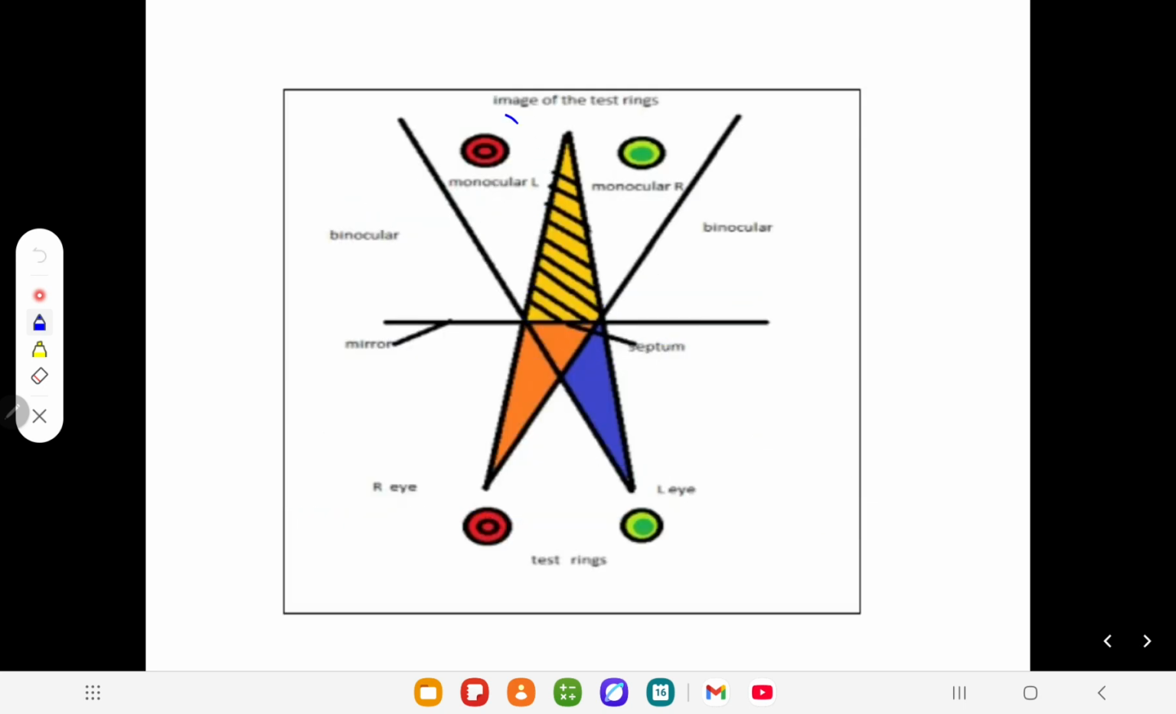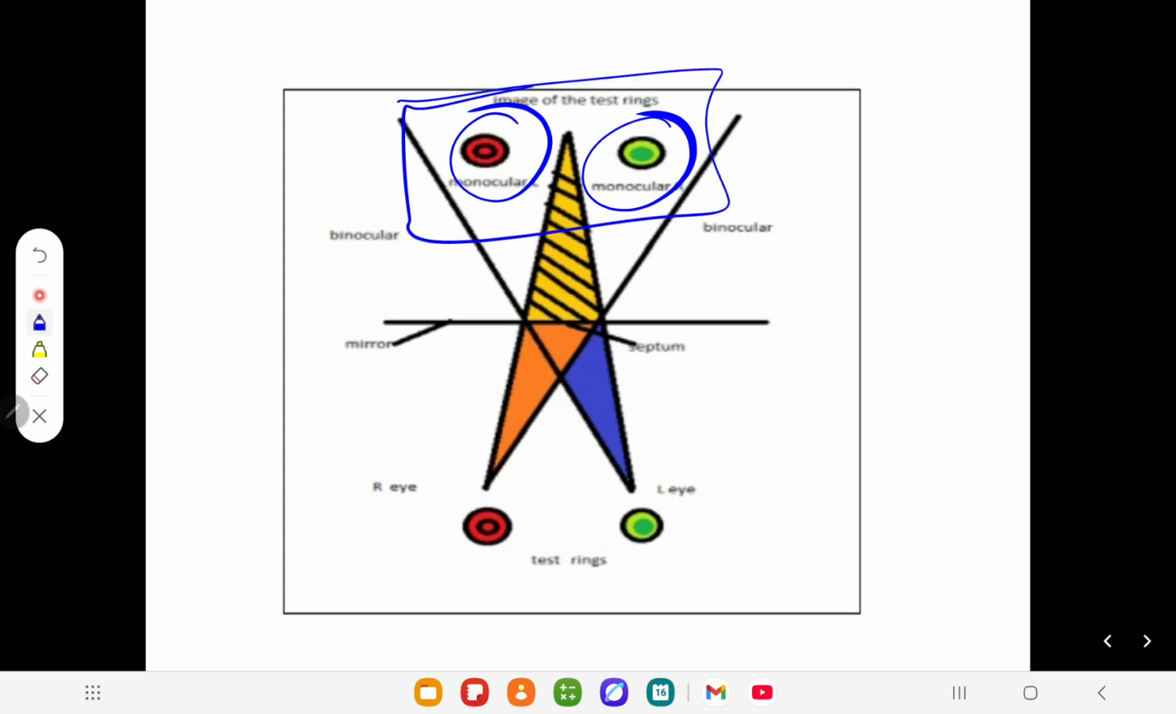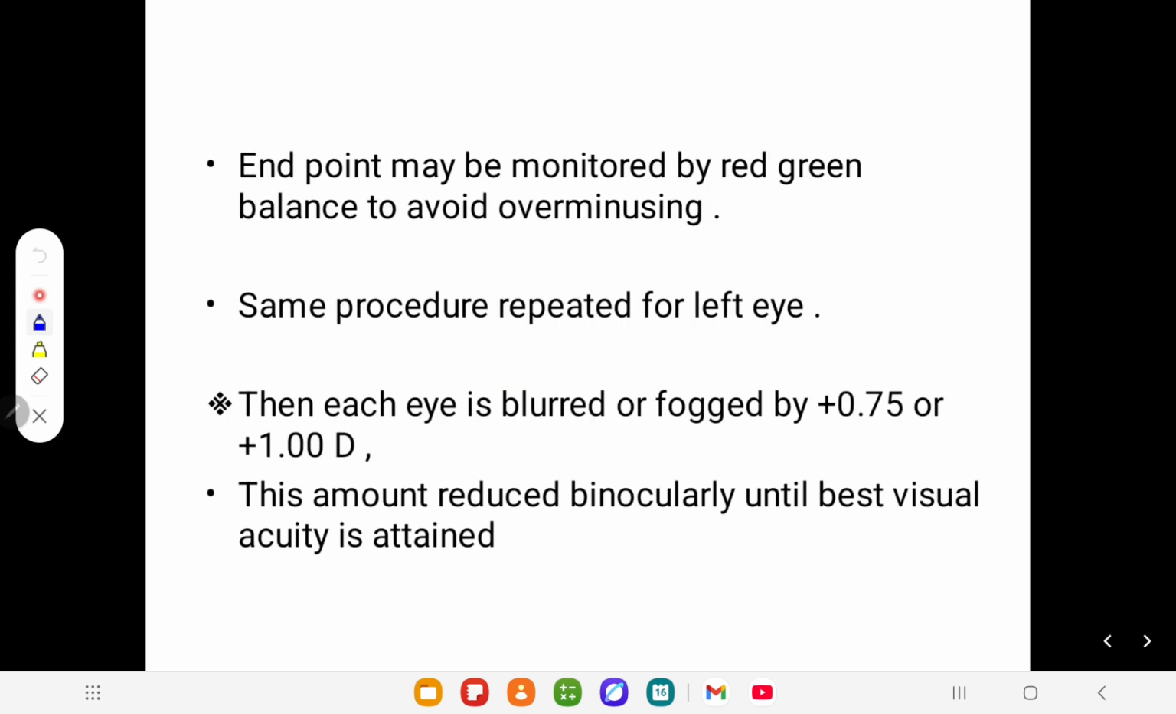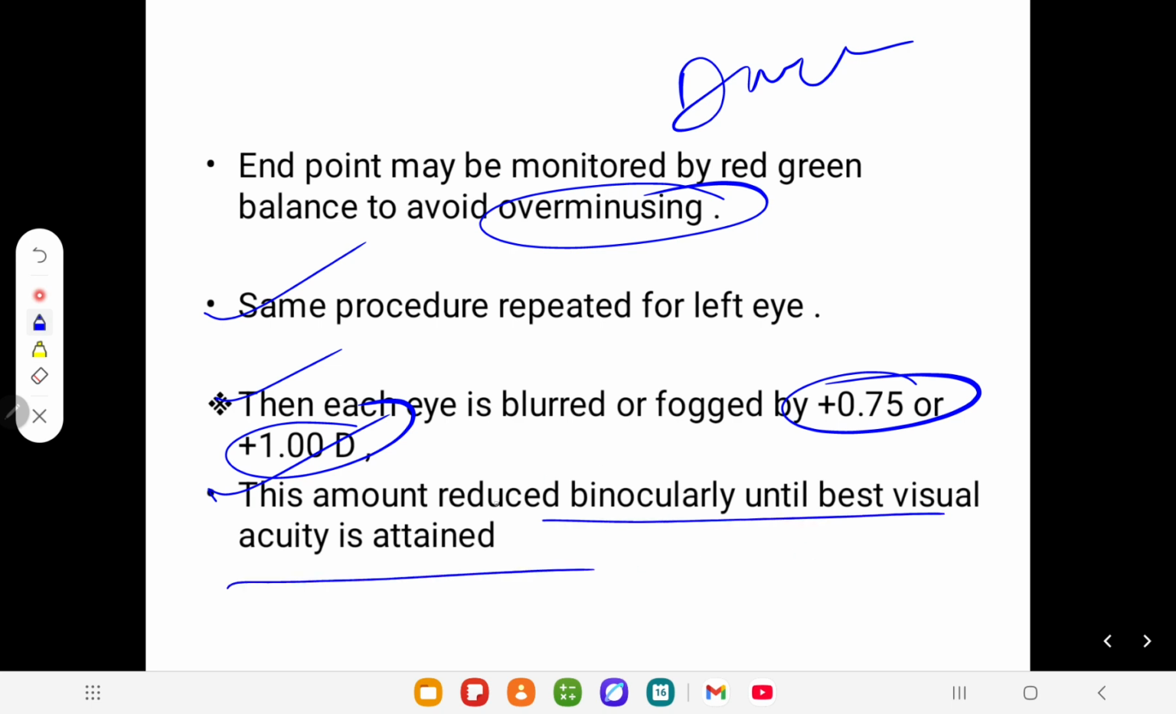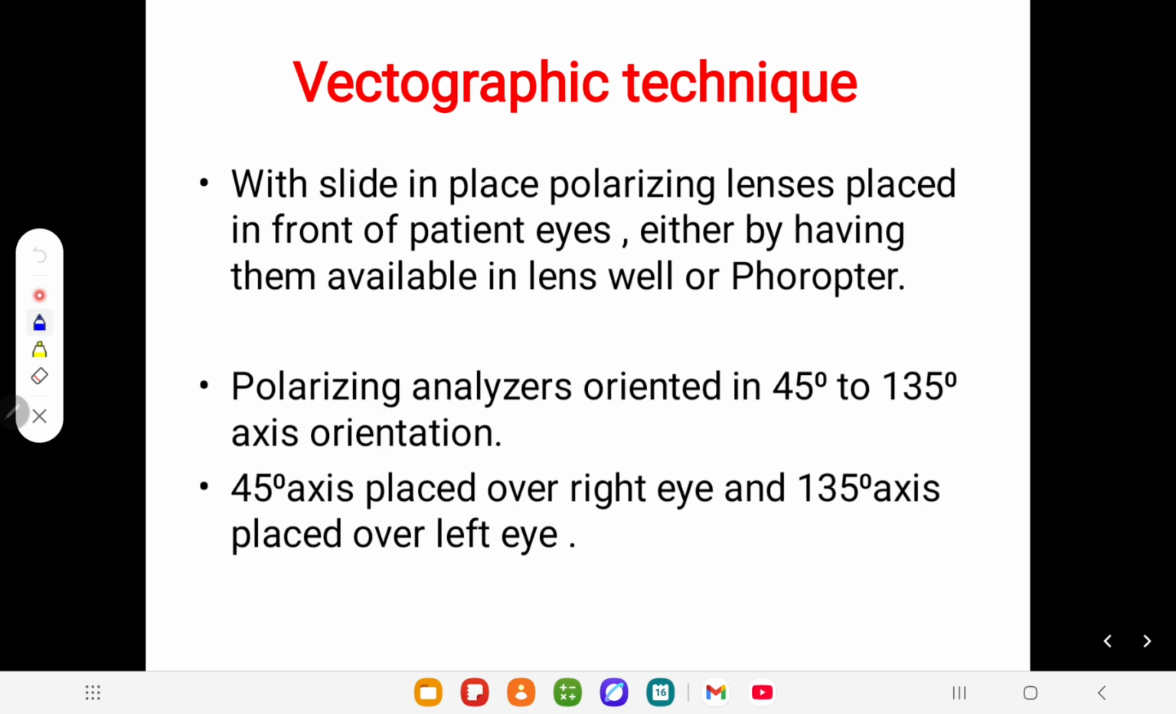So the basic concept is that this is monocular for the left eye and this is monocular for the right eye as a chart, but as a whole the frame is binocular, isn't it? At the end, maybe monitor the red-green balancing to avoid over-minusing, which is basically the duochrome test. The same procedure is repeated for the left eye, and then each eye is blurred, fogged. This amount is binocular, until the best reduced binocular level. At last, we fog binocularly and unfog binocularly, so that we get binocular vision at last.